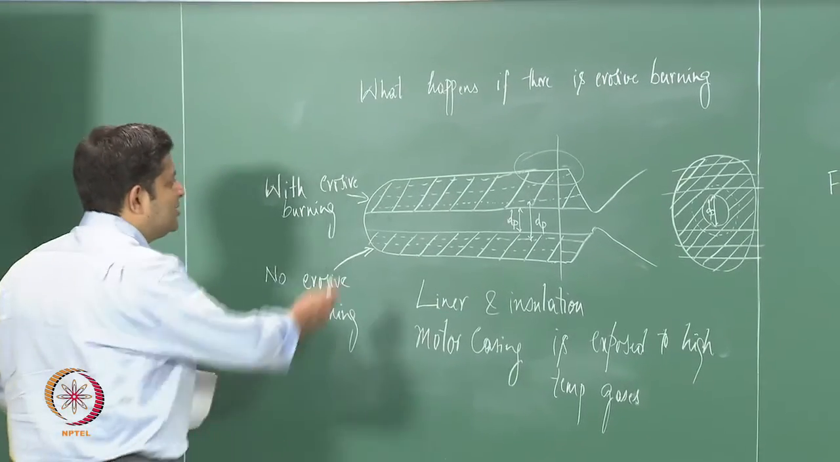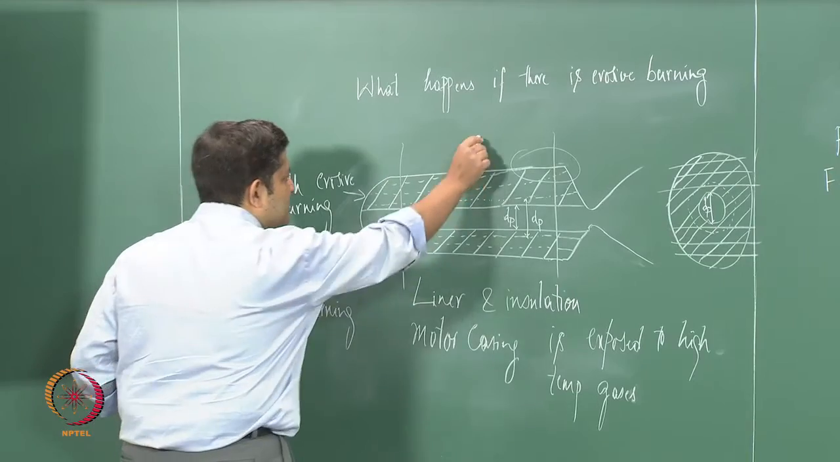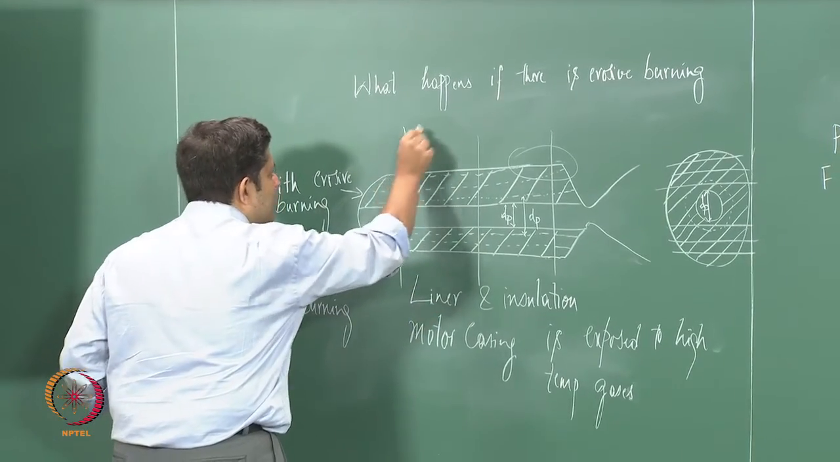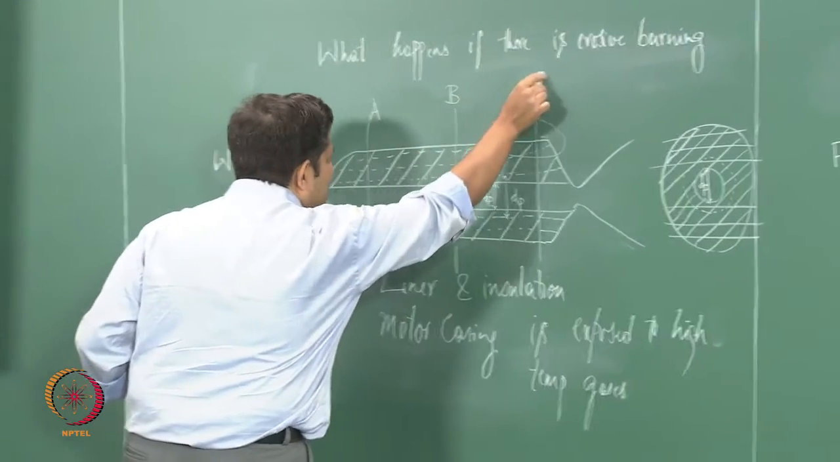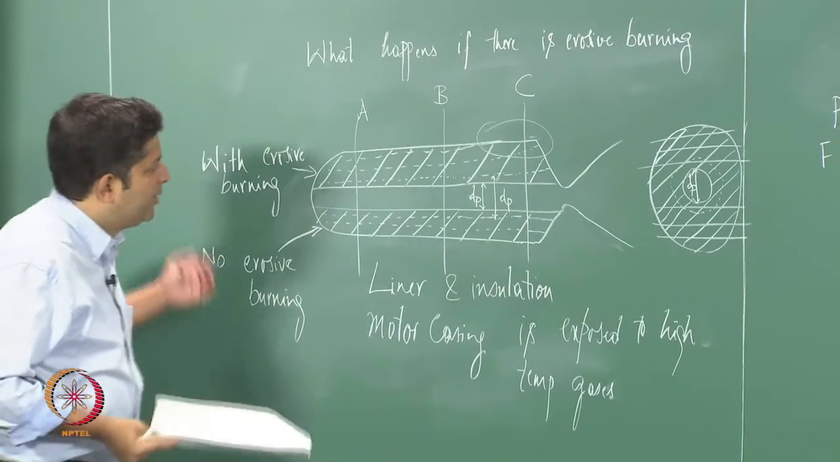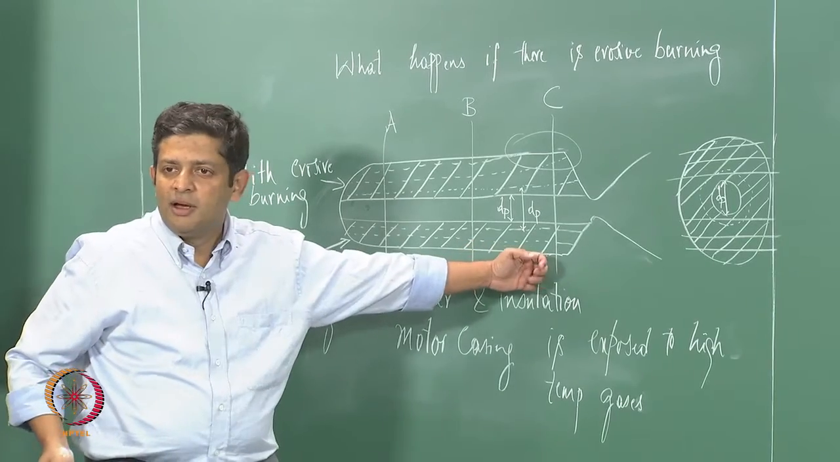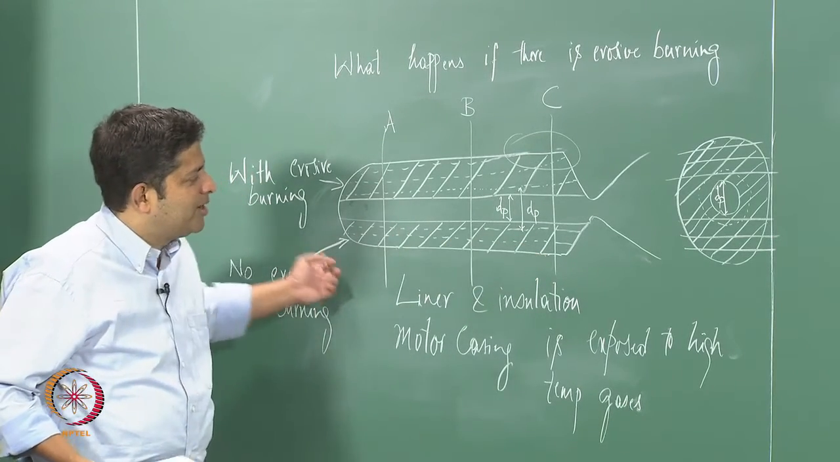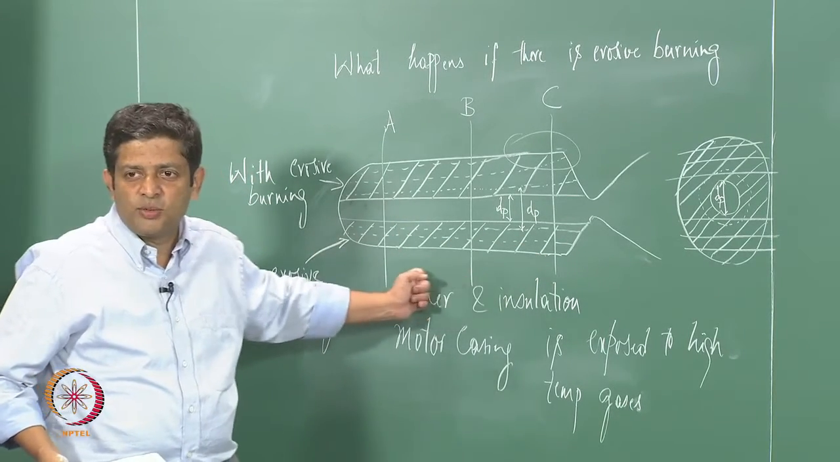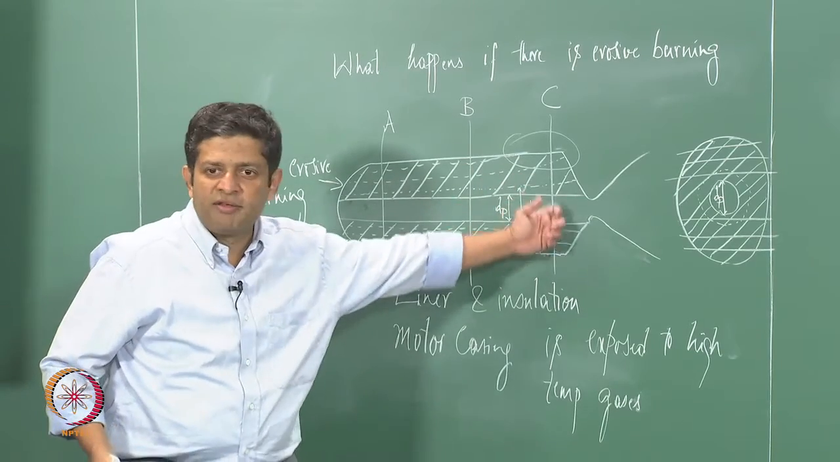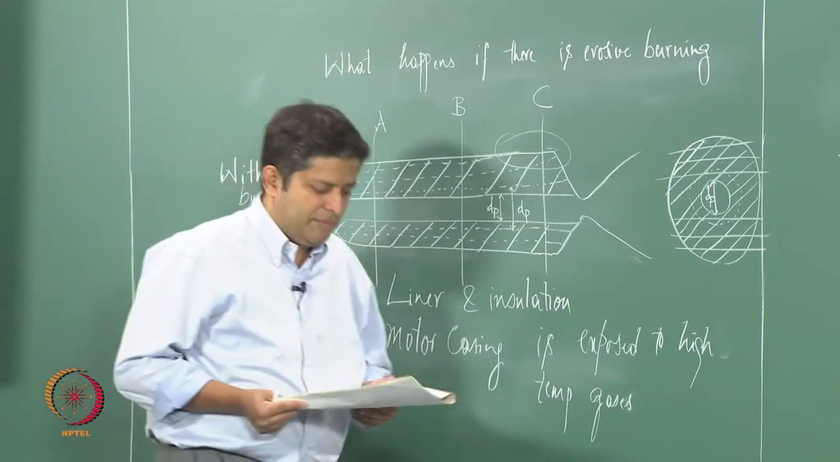And if you do that at different cross sections, as I had said earlier, A, B, C, you will be able to find out the burn rate across the length of the rocket motor. So how does the burn rate vary across the length is what we will get, and you will also be able to quantify erosive burning.